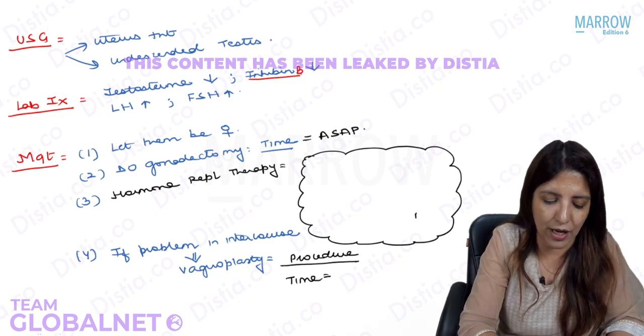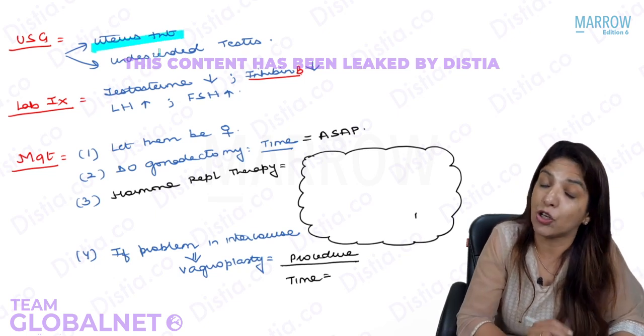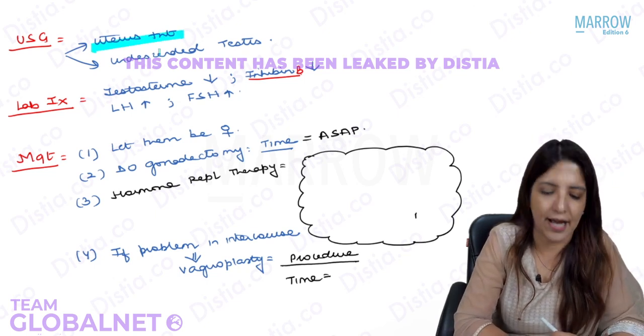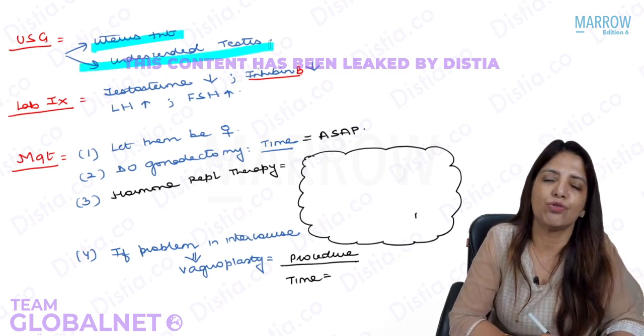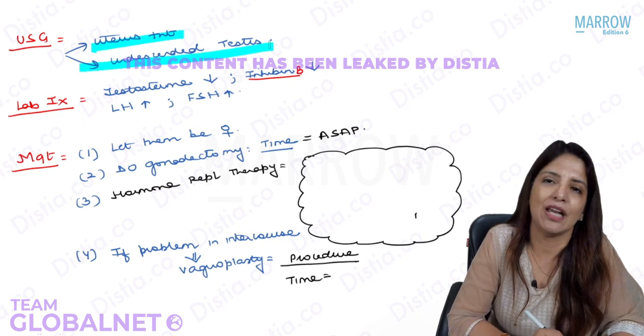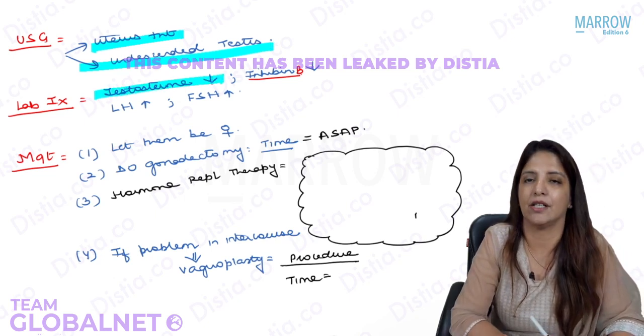When you do an ultrasound in them, you are going to see that yes, the uterus is present, but you are also going to see that there are undescended testes. And on lab investigations, you are going to see that the testosterone levels are decreased.